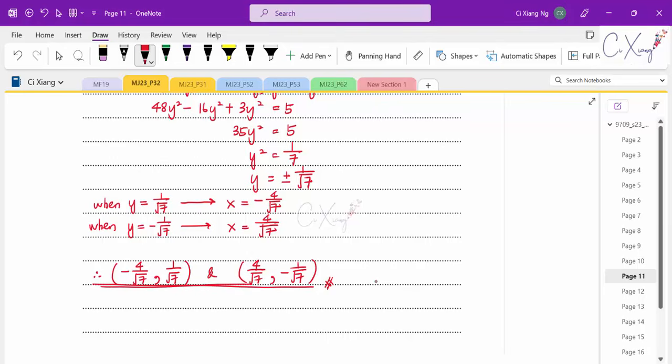Right, so this is how we get the answer for the coordinate. And please take note again, the answer must be in exact value like this, exact coordinate. You shouldn't change it to a decimal number. Okay, so this is how we solve question number 7.